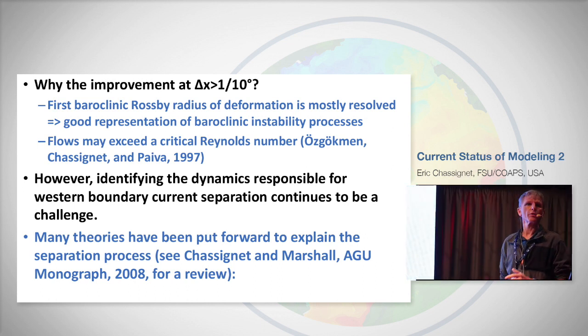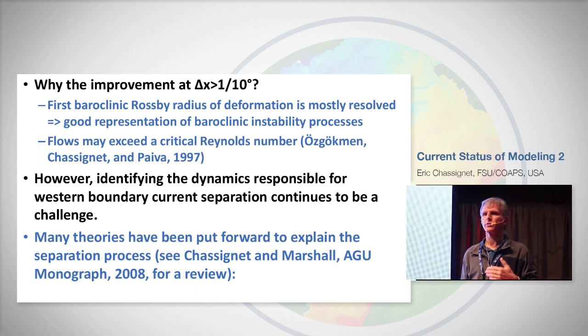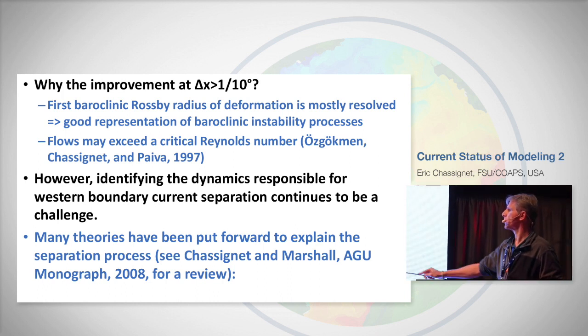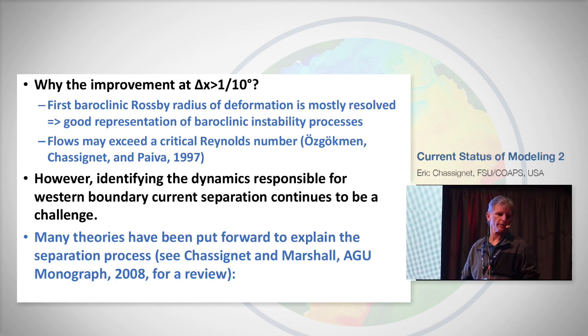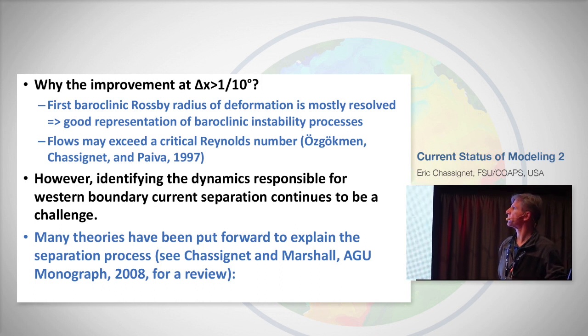It's also very difficult to identify the specific dynamics that control the Gulf Stream separation as you go into primitive equation models. So there are many theories that have been put together, probably about 50, and there are a few review papers that you can look at.